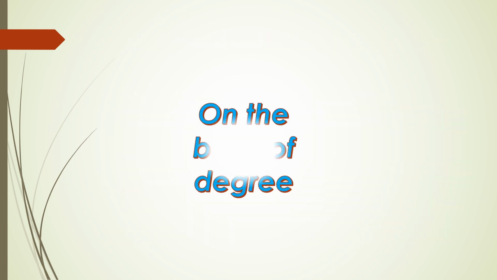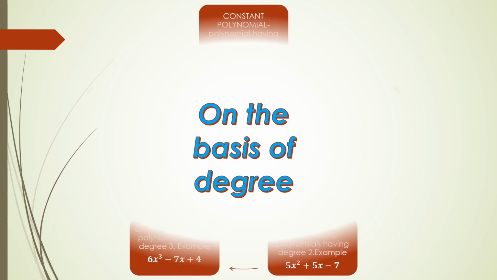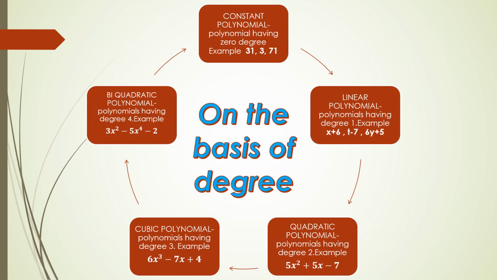Also, we can have different types of polynomials on the basis of the degree of the polynomial. Constant polynomial is the one with degree 0. It can have any constant, any number, say 31, 3, 71, etc. Linear polynomial is a polynomial with degree 1. Let us see some examples as x plus 6, t minus 7, 6y plus 5 and as many as you want.